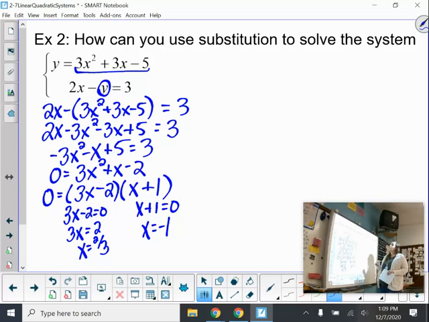So now, to solve the system, you have to have an x and a y value. We have two different x's here because this system actually crosses in two different places.